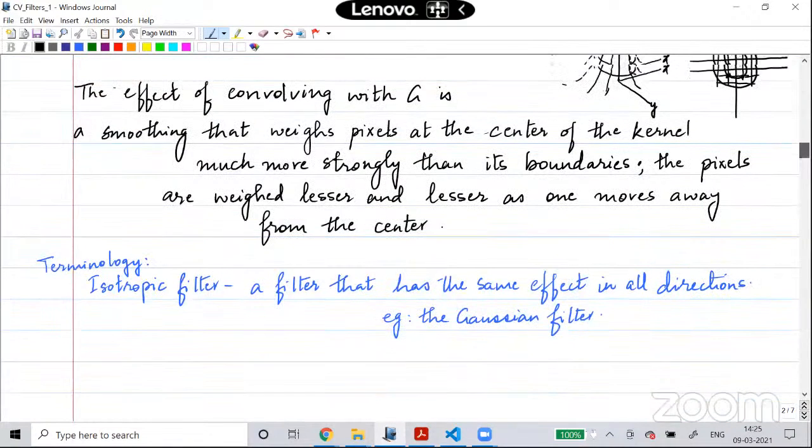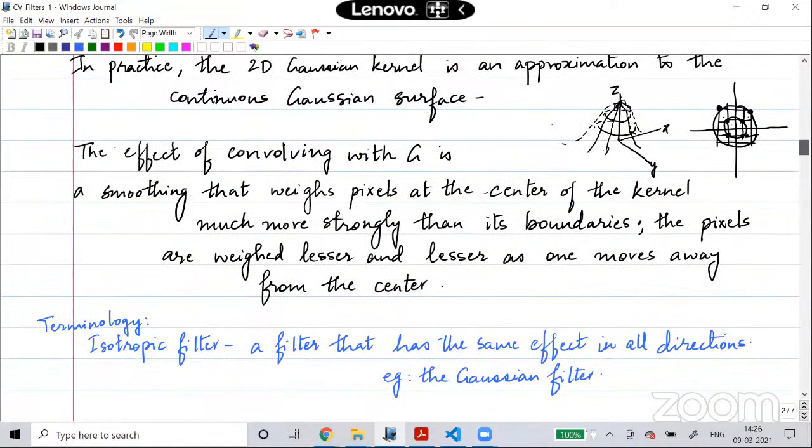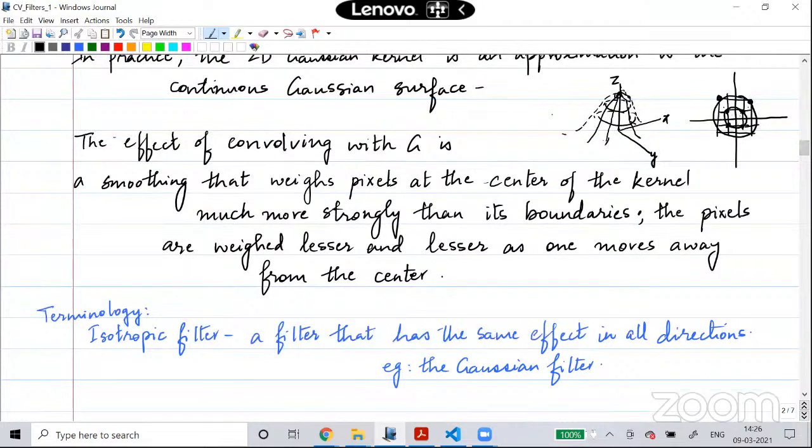Another piece of terminology here: something that has no directional bias is called an isotropic filter. Okay. So a filter which has the same effect in all directions. So the Gaussian filter is an example of an isotropic filter.